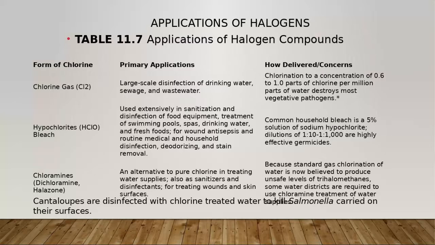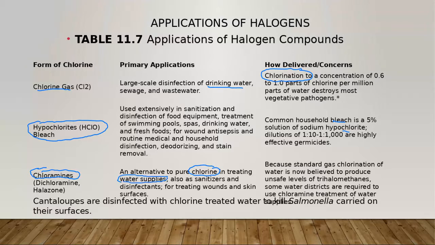Okay, so chlorine gas is used for disinfection of drinking water, for example, in chlorination. Hypochlorite is also used for chlorination, like common household bleach, for example. Chloramines are also a chlorine type of chemical, used as an alternative to chlorine in treating water supplies.